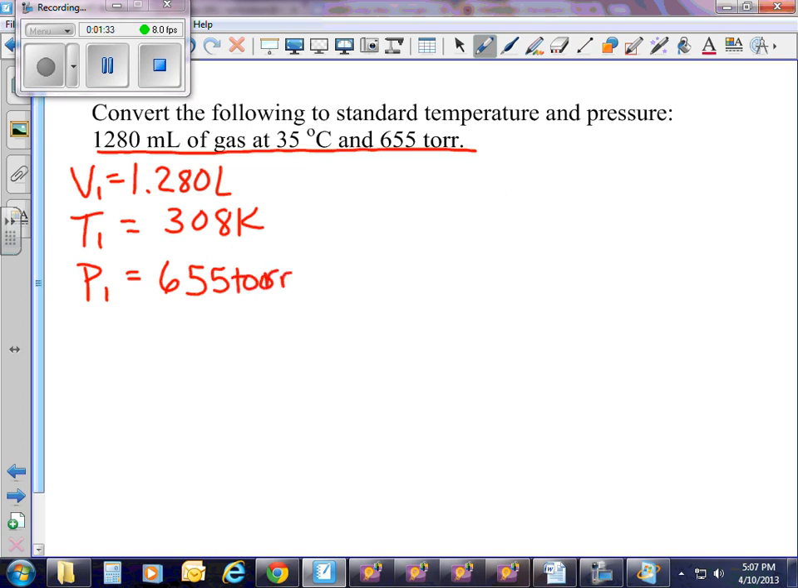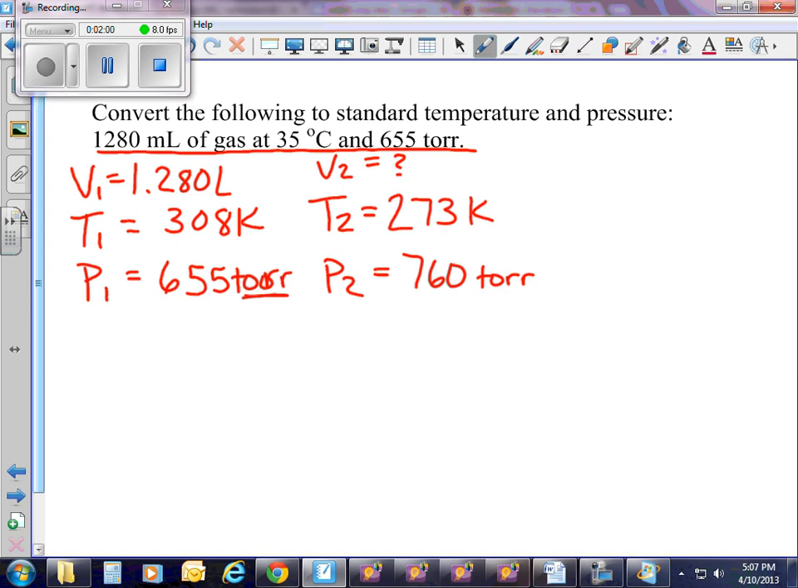Then convert the following to standard temperature. So for temperature we have a 2. We know that standard temperature is 273. And we know that standard pressure, we want to look at torr, and that's 760 torr. So we want to figure out what that V2 is going to be.